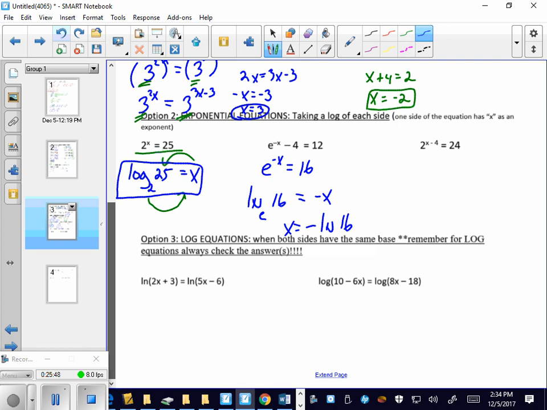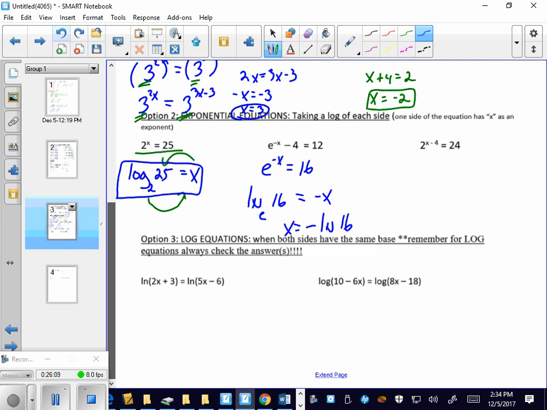Okay, one more of these. 2 to the x minus 4 equals 24. 24, again, is not a power of 2. Yes, you could multiply 2 times 12 and get 24, but that's not what they're asking. It's 2 times itself. How many times will get you 24? It's not going to work out to be a nice power.